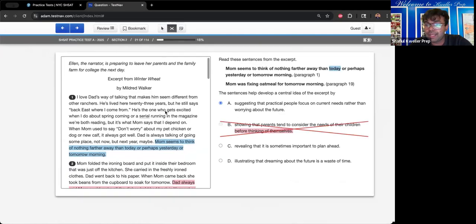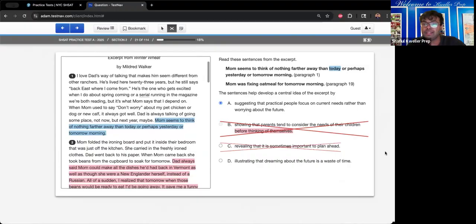Revealing that it's sometimes important to plan ahead. This could be a good idea, but we want to develop a central idea of the excerpt. A better idea is how the mom thinks practically throughout the whole poem in supporting her daughter, not the fact that it's important to plan ahead for the readers, right? This is like a story. So what would be a better central idea is something that you learn about the character. So that's why I'm going to rule out C.